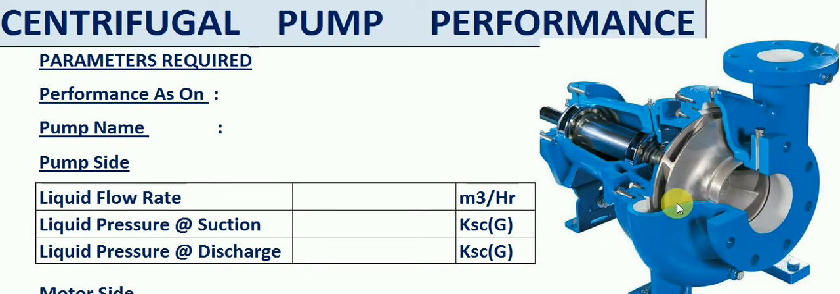The casing will convert this velocity energy into pressure energy, because the impeller creates the velocity energy. So the pressure energy will be converted through the casing and it will push into the discharge.